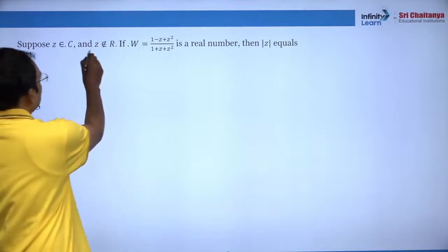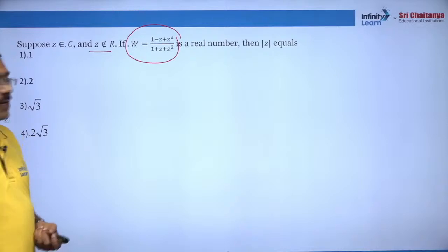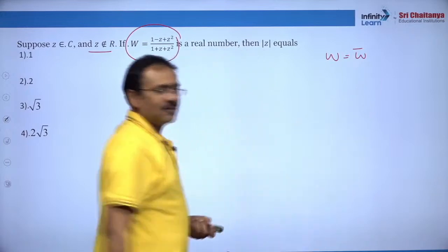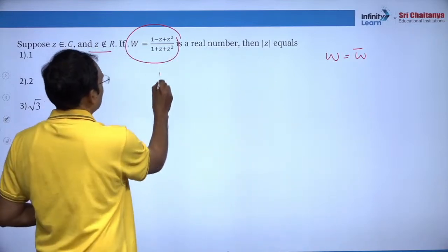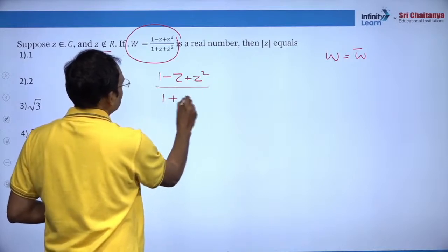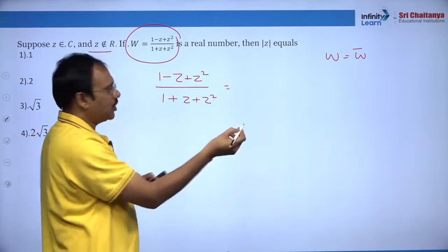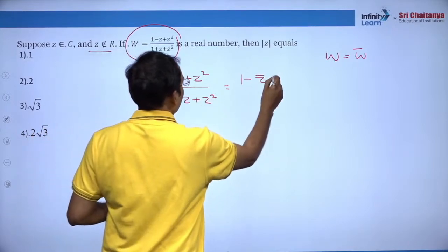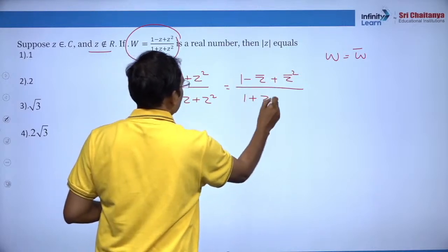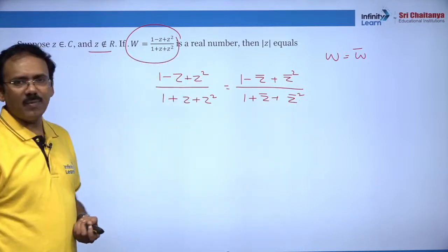So, Z is not real, and W is a complex number of this kind which is purely real. If a complex number is real, W is equal to W bar. So, here you can write (1 minus Z square) by (1 plus Z square). This must be equal to its conjugate. Its conjugate you can write as (1 minus Z bar square) by (1 plus Z bar square). Now you just cross multiply these two.